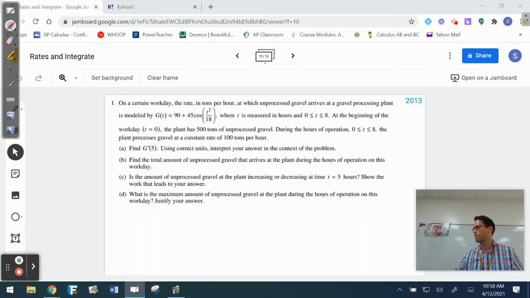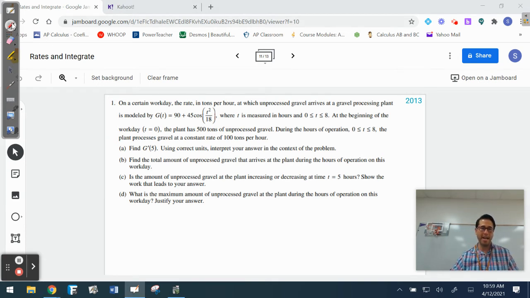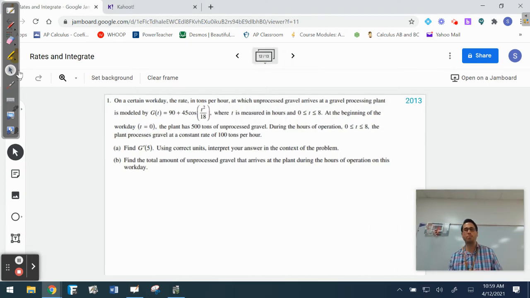All right. So 2013, let me get my answers up here so we kind of fly through this one. All right, hit pause, please. Okay, by now you've probably unpaused. We're talking about unprocessed gravel, and a gravel processing plant. Unprocessed gravel arrives at that rate. So it's a rate. You have 500 tons that is unprocessed. From 0 to 8, when people are working, we process it at this rate, 100 tons per hour. That's another rate. So we're dealing with 2 rates. We got the rate that this gravel arrives, and we have the rate that we process the gravel.